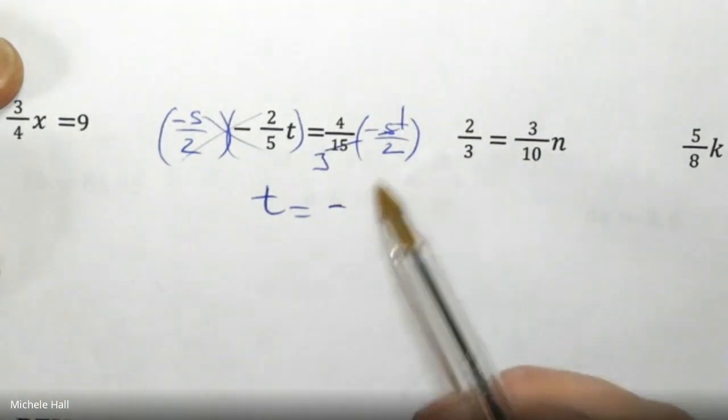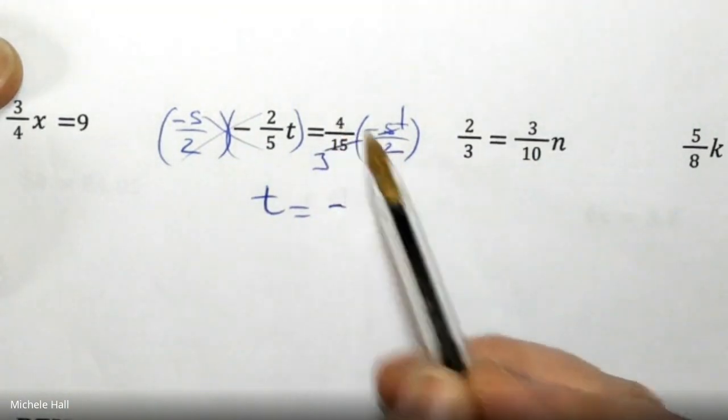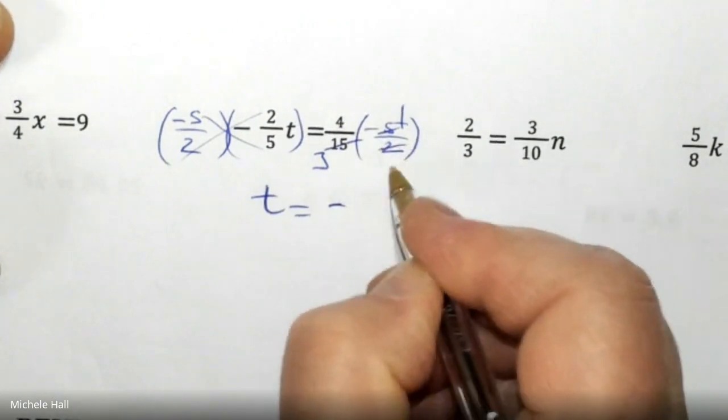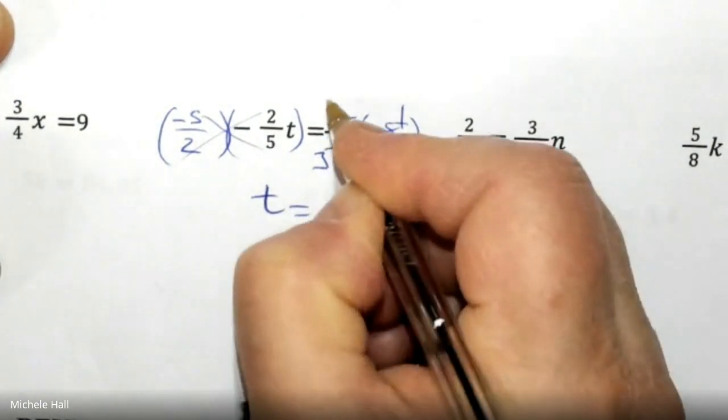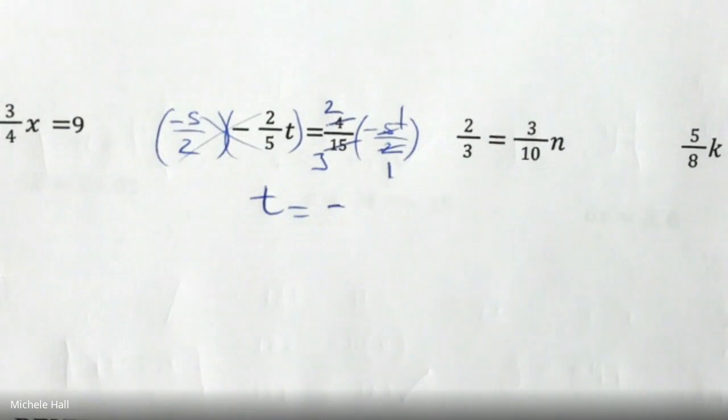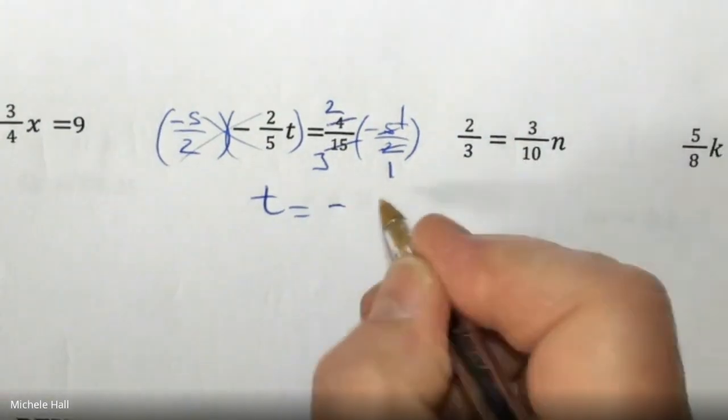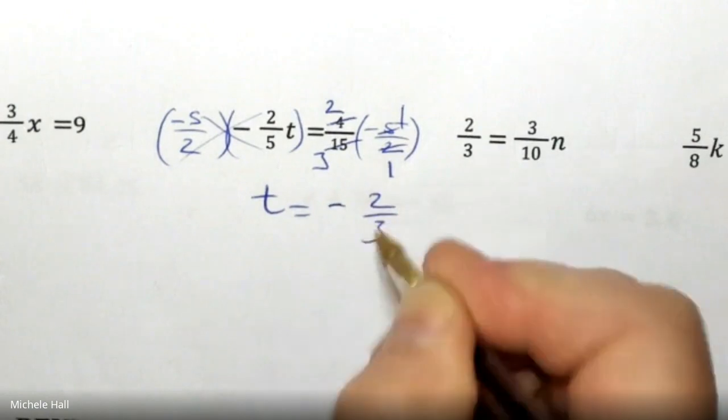And then if I look the other way, I see I also have a common factor for 2 and 4. 2 divided by 2 is 1. 4 divided by 2 is 2. When I multiply straight across, I should get 2/3. 2 times 1 is 2. 3 times 1 is 3.